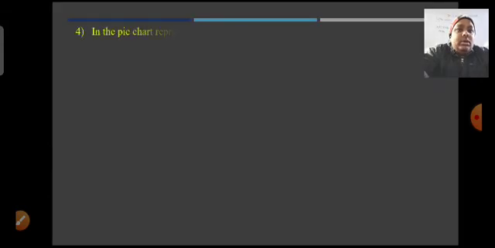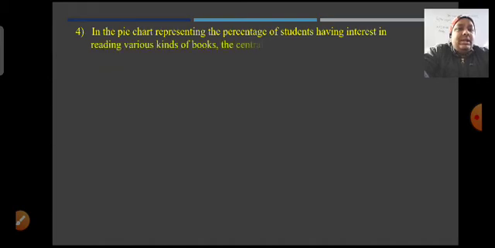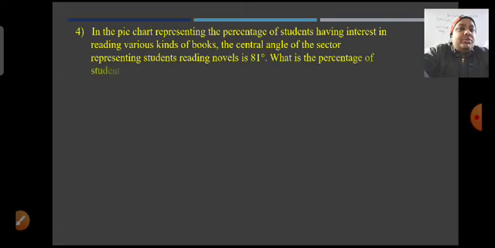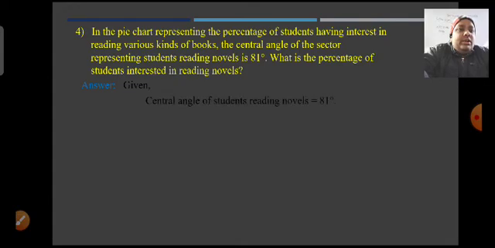Let's see one last question here. Now, in the pie chart representing the percentage of students having interest in reading various kinds of books, the central angle of the sector representing students reading novels is 81 degrees. So what is the percentage of students interested in reading novels? Let's see. At first, what is given? 81 degrees is the central angle of the students reading novels. We have to find the value in percentage. So we will apply the formula directly.